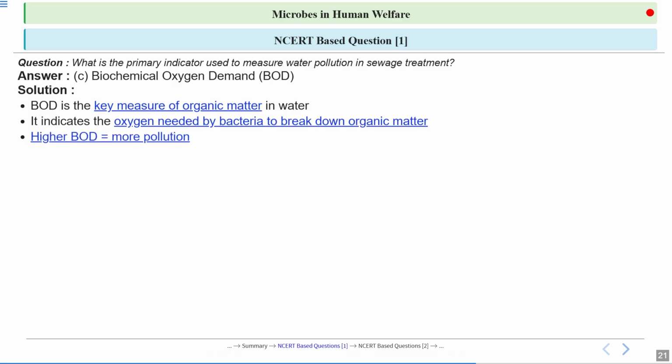So indirectly it is telling about the content of the organic matter in the water. Higher BOD means the water is more polluted. Higher BOD means more oxygen is required by the microorganisms to break down the organic matter. Lower BOD means cleaner water. If there is less organic matter, the BOD will be less, which means the water is cleaner.